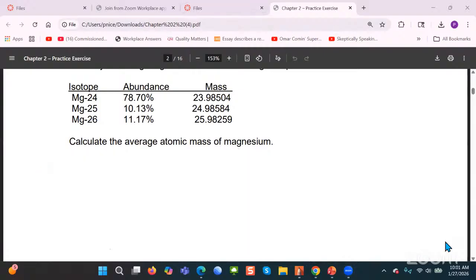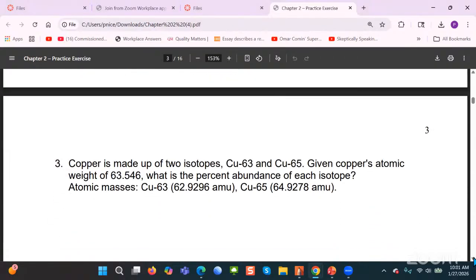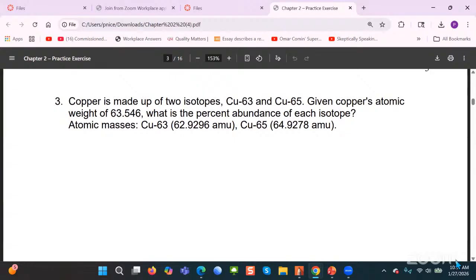And what I'm going to do, in the interest of time, is leave this question for you to do. All right? Now, let me just say that this question is going to be a bit of a challenge, because in this question they're talking about 2 isotopes of copper, by the way. The question says that the atomic weight of copper is 63.546. Now, that would be the weighted average, which is what we calculated for magnesium in the previous question.